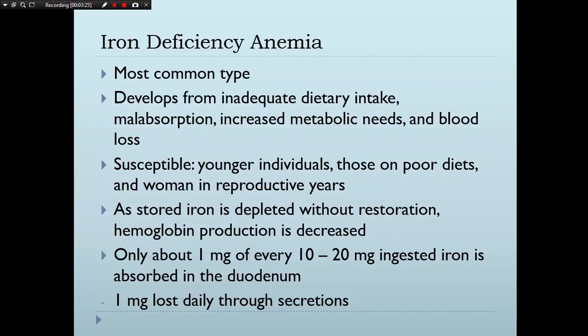Only about 1 milligram of every 10 to 20 milligrams of ingested iron is absorbed in the duodenum, and 1 milligram lost per day is going to be through secretions, our urine, our feces, and our sweat. So in a normal patient, we can recoup those losses well. But if we have blood loss, increased metabolic needs, we're going to use those iron stores without replenishing them. So eventually over time, we're going to become iron deficient with subsequent anemia.